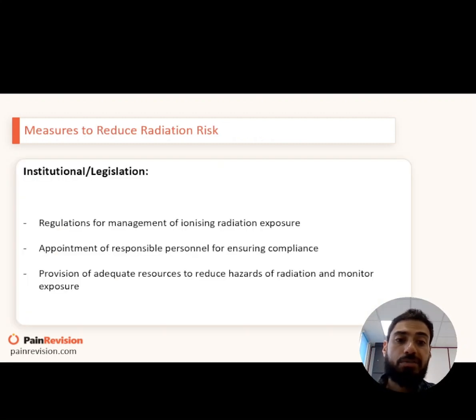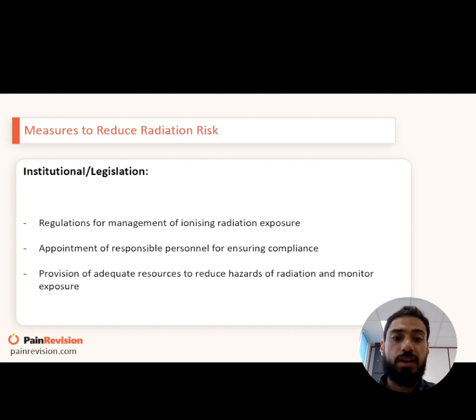All right, so another spin-off of the things we talked about is you could get asked in the SOE on measures to reduce radiation risk, and that's just basically looking at the factors that affect radiation and then classifying those into measures to reduce that risk. So you can start by having institutional measures, so basically regulations for management of ionizing radiation exposure, whether that's at a governmental level, so things like IRR 99 or IRMER, or at a local level, like having policies and having a lead responsible person to manage radiation risk, and provision of resources, both for monitoring and for safety.